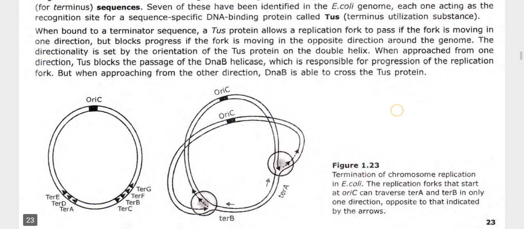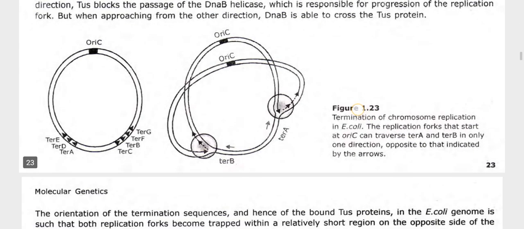When bound to a terminator sequence, a Tus protein allows a replication fork to pass if the fork is moving in one direction, but blocks the process if the fork is moving in the opposite direction around the genome. The directionality is set by the orientation of the Tus protein on the double helix. When approached from one direction, Tus blocks the passage of DnaB helicase, which is responsible for progression of the replication fork. But when approaching from the other direction, DnaB is able to cross the Tus protein.